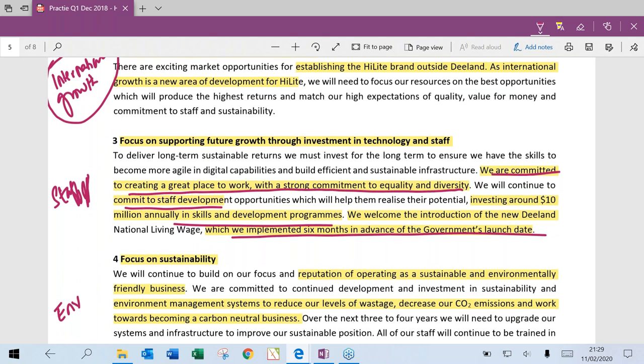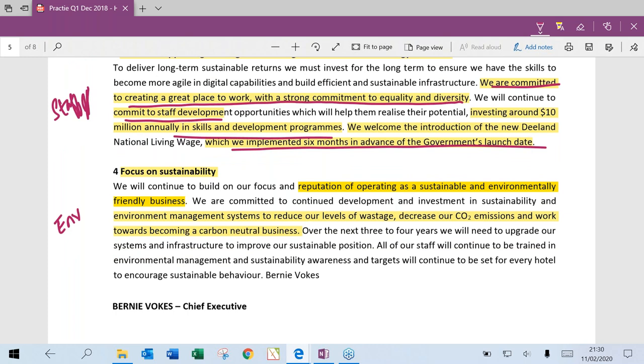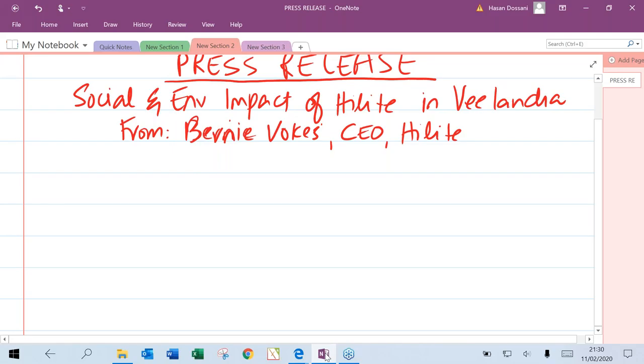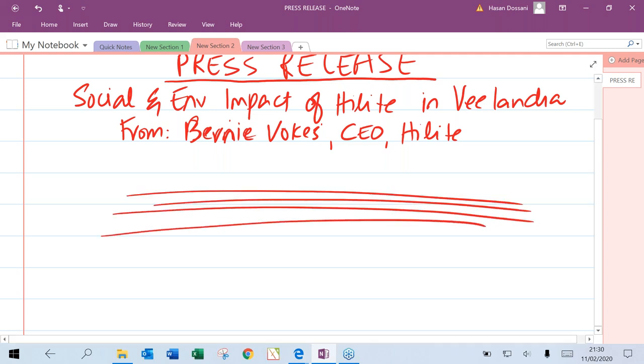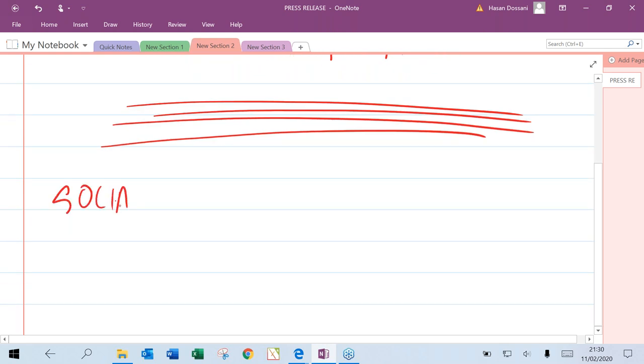Wow. All these points we have to tell to the press, that this guy is bullshitting. We are not like that. We are an ethical employer, and we will give all these facts and figures to the press. Also an environmental thing, we will continue to build our reputation, environment management systems. So that should be our opening sentence, that highlight have always adopted and maintained high principles and standards with regards to social and environmental activities. And then you give this opening, 2-3 lines, and then you give the heading, social impact.